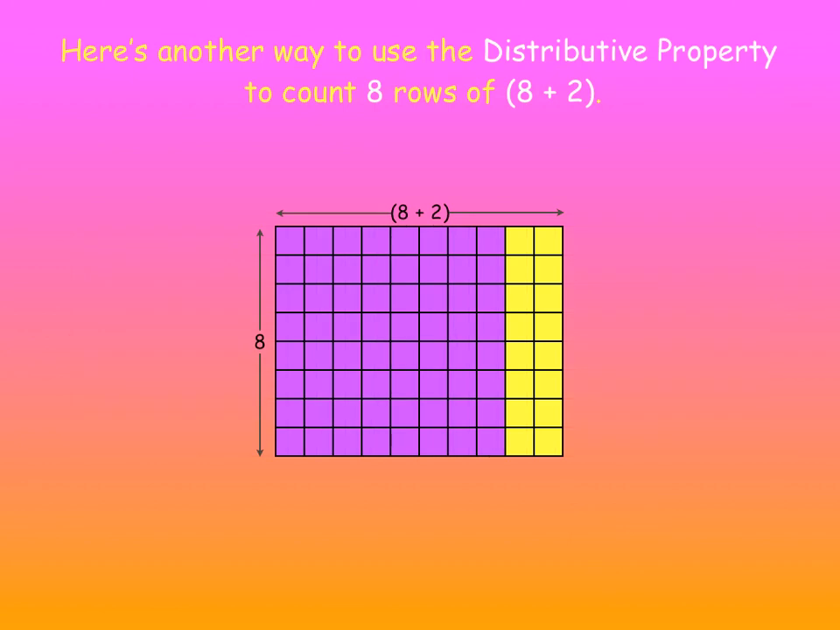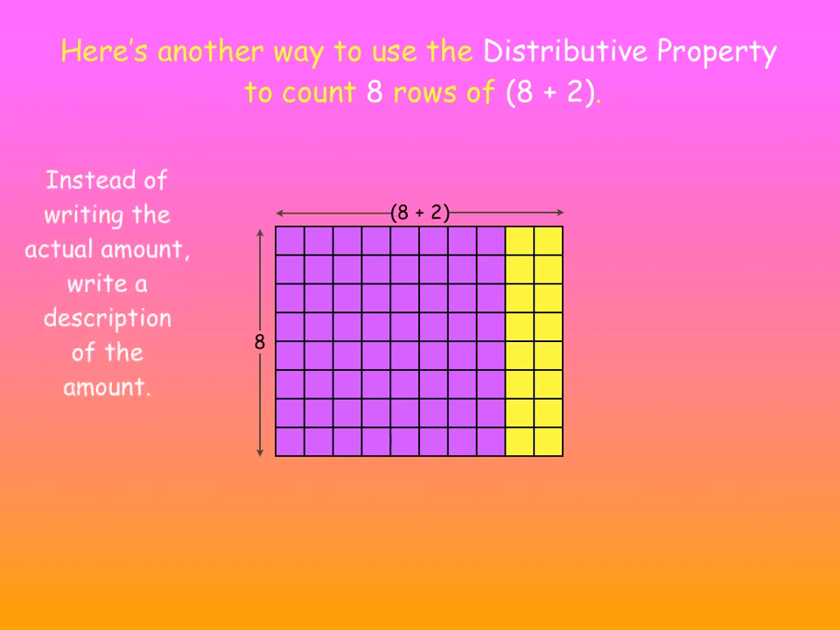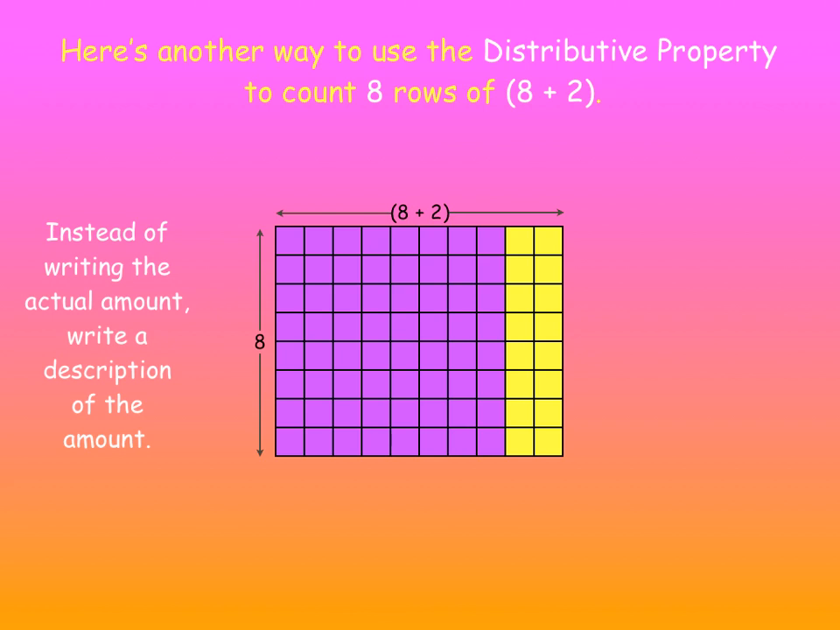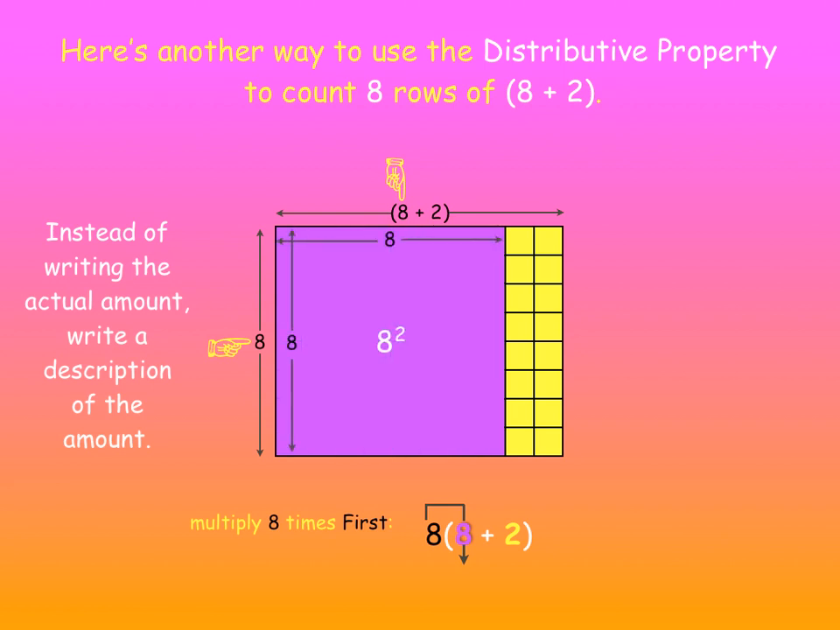Here's another way to use the distributive property to count 8 rows of 8 plus 2. Instead of writing the actual amount, we'll write a description of the amount. I'll show you what I mean. When we do 8 times the first number, instead of saying that's 64, we'll say that's 8 squared. That's a description of 64.